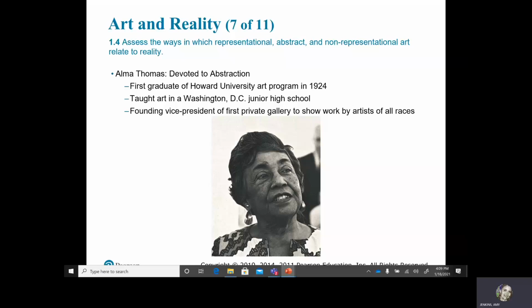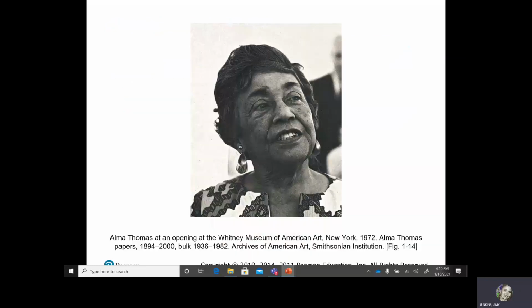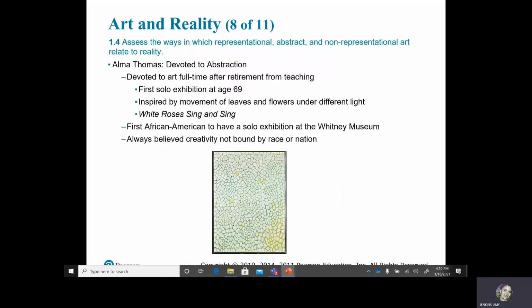Alma Thomas, she was devoted to abstraction. She's a first graduate of Howard University art program in 1924. She taught art in a Washington, D.C. junior high school. She's a founding vice president of the first private gallery to show work by artists of all races. Here she is in 1972. And so she's devoted to art full time after her retirement from teaching.